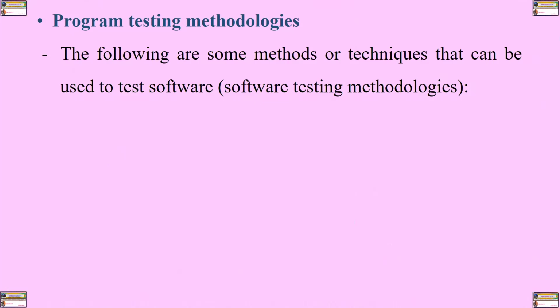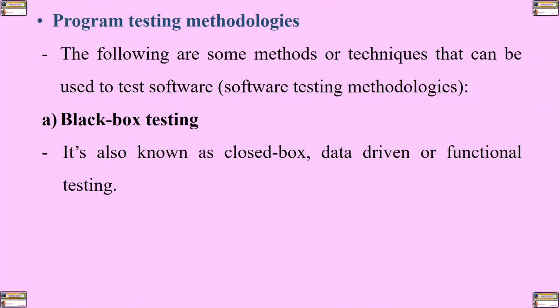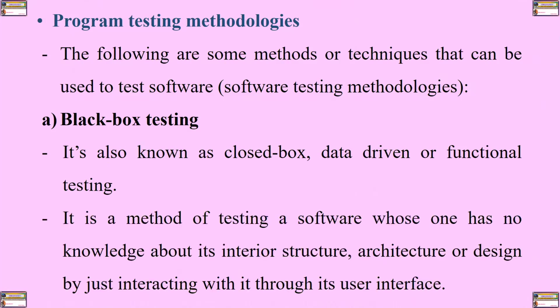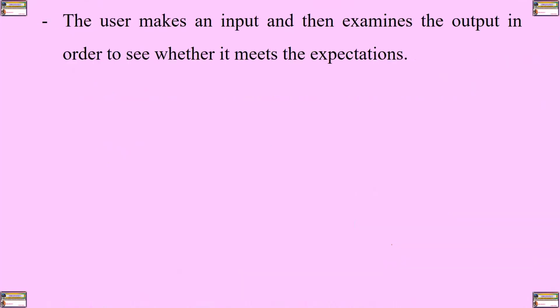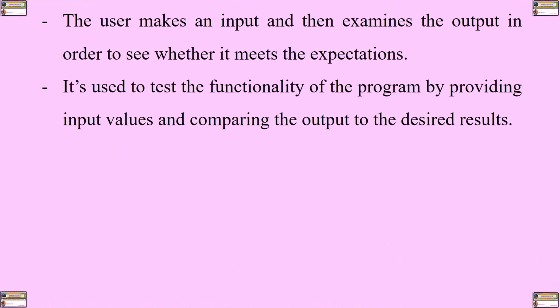The following are some methods or techniques that can be used to test software, or software testing methodologies. Number one is black box testing. Black box testing is also known as closed box, data-driven or functional testing. It is a method of testing software where one has no knowledge about its interior structure or architectural design, by just interacting with it through its user interface. The user makes an input and then examines the output in order to see whether it meets the expectations.